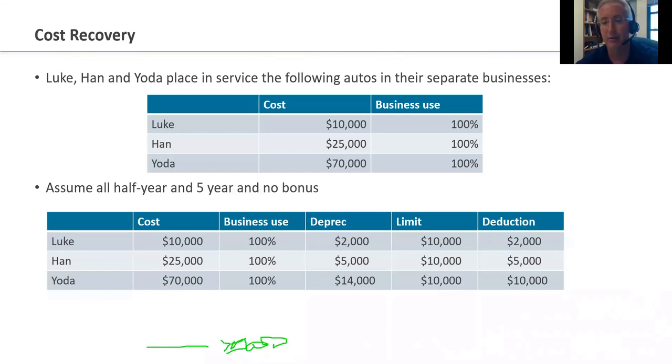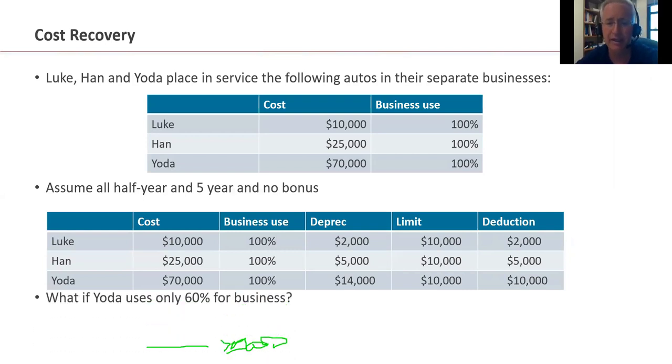What's the limit? Well, remember, the limit in 2018, if you elect out of bonus depreciation, is 10,000. So if you look at Luke, that has no effect on him, right? He can still deduct his $2,000. If you look at Han, it has no effect on him. His actual depreciation is lower than the limit, so he'll deduct 5,000. Yoda, on the other hand, his actual depreciation was 14,000. His limit is 10,000. He may only deduct 10,000 in the first year. Okay, so that's how that limitation works.